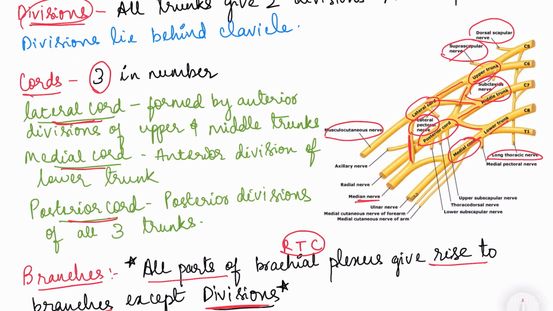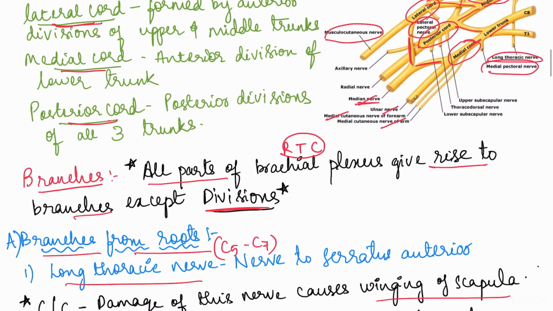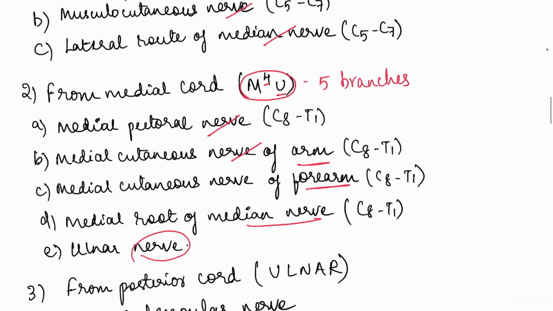Now we can see it in the diagram. So this is the medial cutaneous nerve of forearm, medial cutaneous nerve of arm, this is the ulnar nerve, this is the medial root of median nerve and the medial pectoral nerve. So these are the 5 branches of the medial cord.